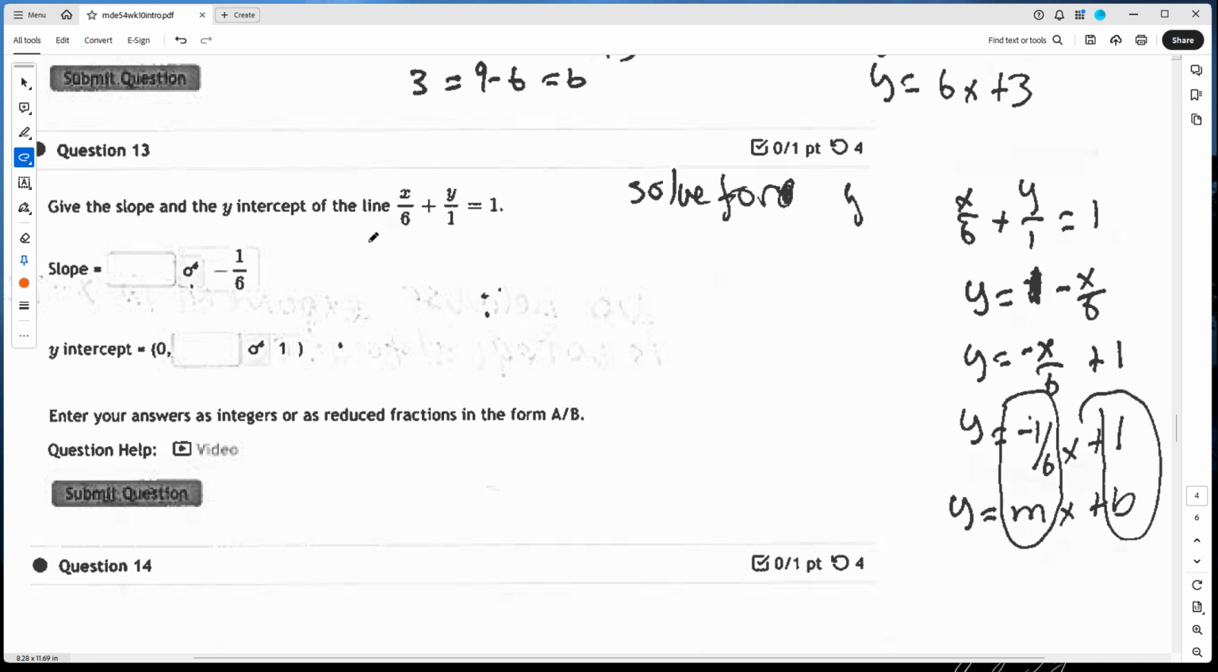Give the slope and the y-intercept of the line. They give us the equation. So what I do is I solve it for y. I subtract x over 6 on both sides. I put it in the form of y equals mx plus b. So I have y is equal to negative x over 6 plus 1.